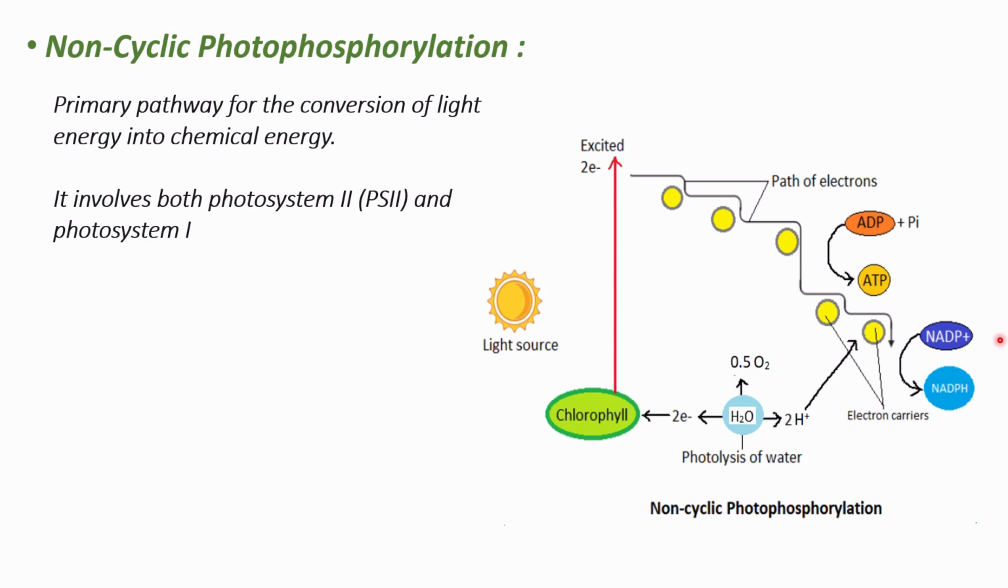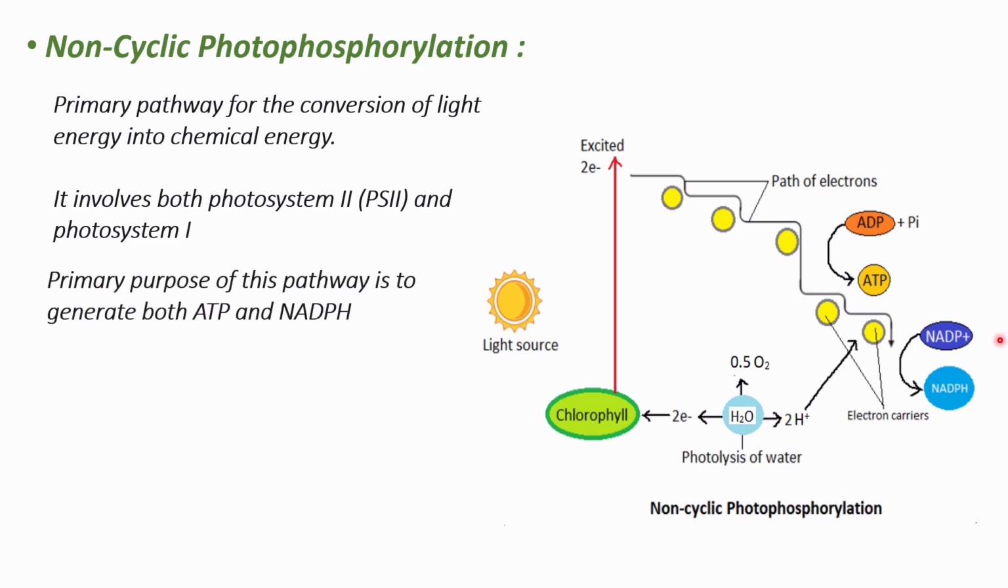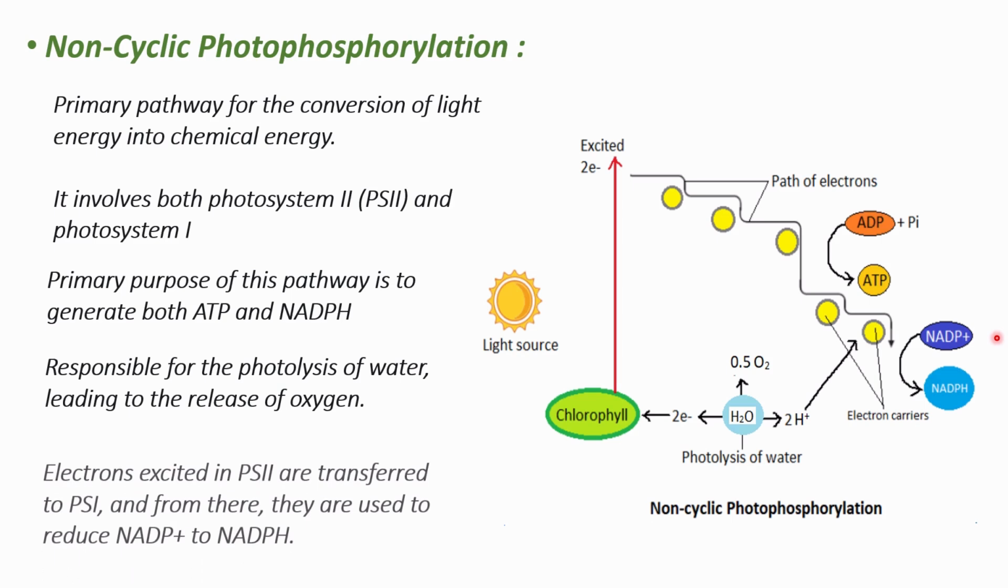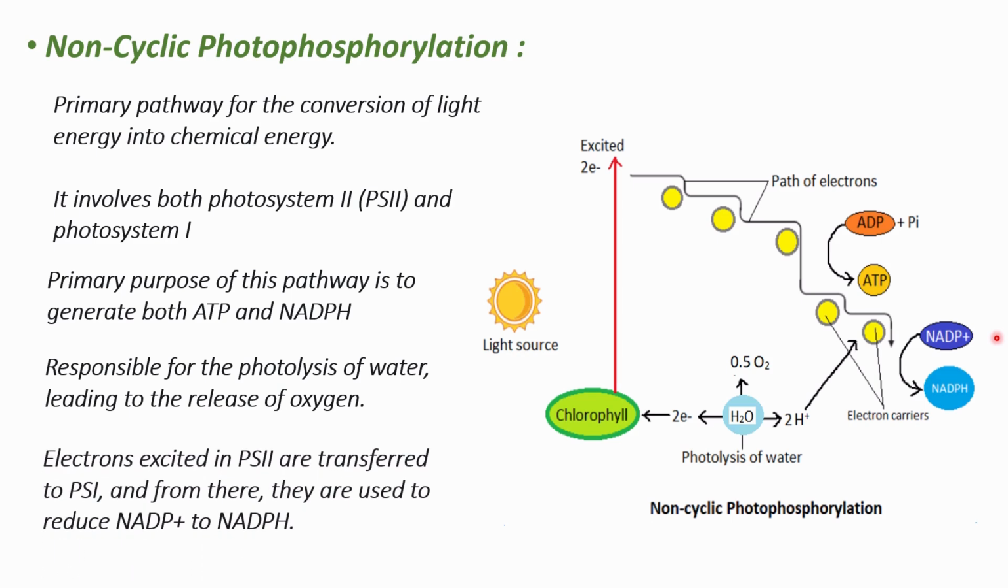The primary pathway for the conversion of light energy, the light reaction of photosynthesis, comes under this non-cyclic photophosphorylation. Why? Because it involves both PS2 and PS1, and when the light reaction occurs, obviously ATP and NADPH both are formed. It is also responsible for the photolysis of water and the release of oxygen into the atmosphere, which we need to breathe.